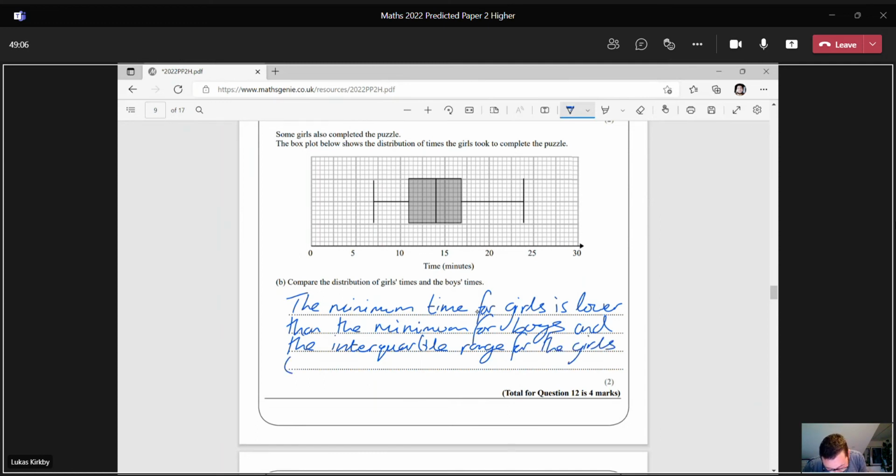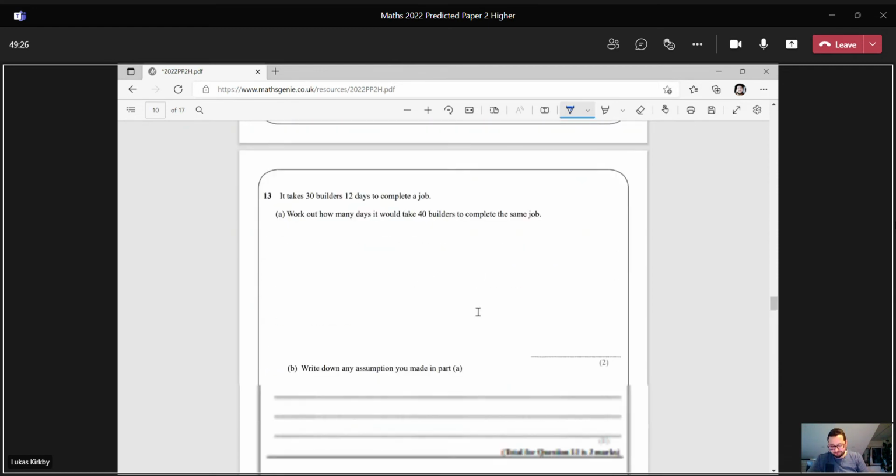So the interquartile range, that is 11 and that is 17, so it's an interquartile range of 6, is lower than for the boys, which was 8. Okay, alright, so let's keep going.